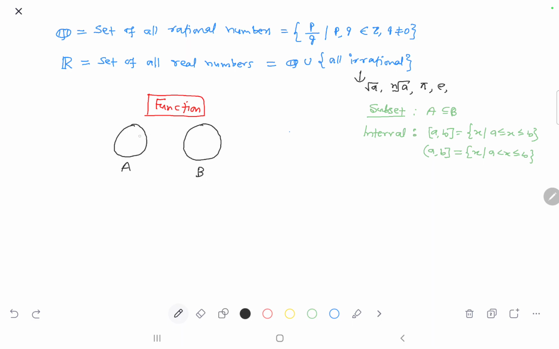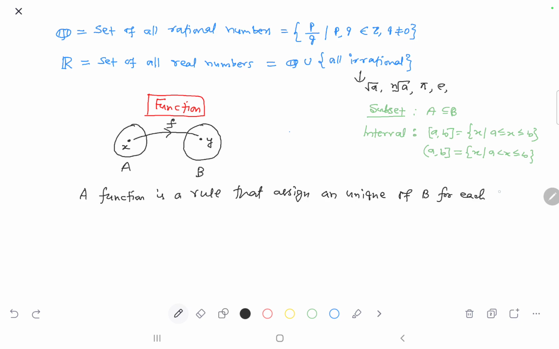So we have two sets, A and B. A function from A to B is a rule F such that if you take any element x here, you will get a unique element y here by the rule F. A function is a rule that assigns a unique element of B for each element of A.